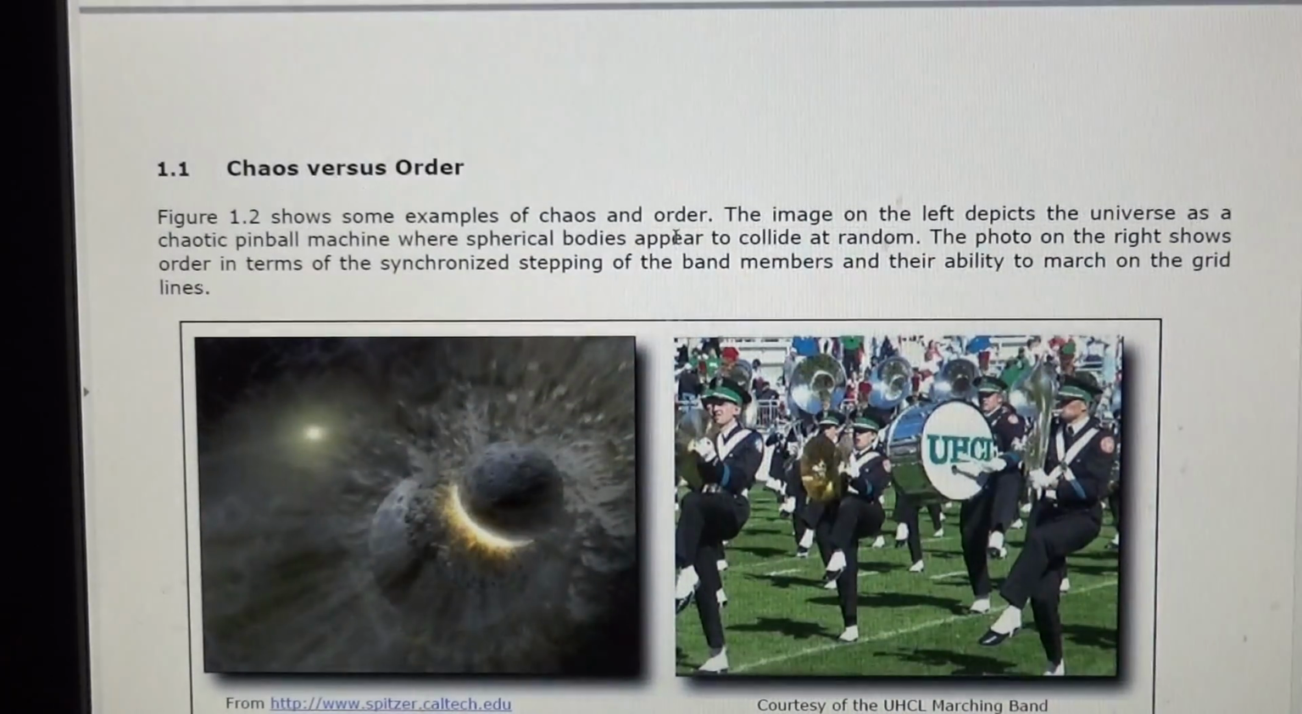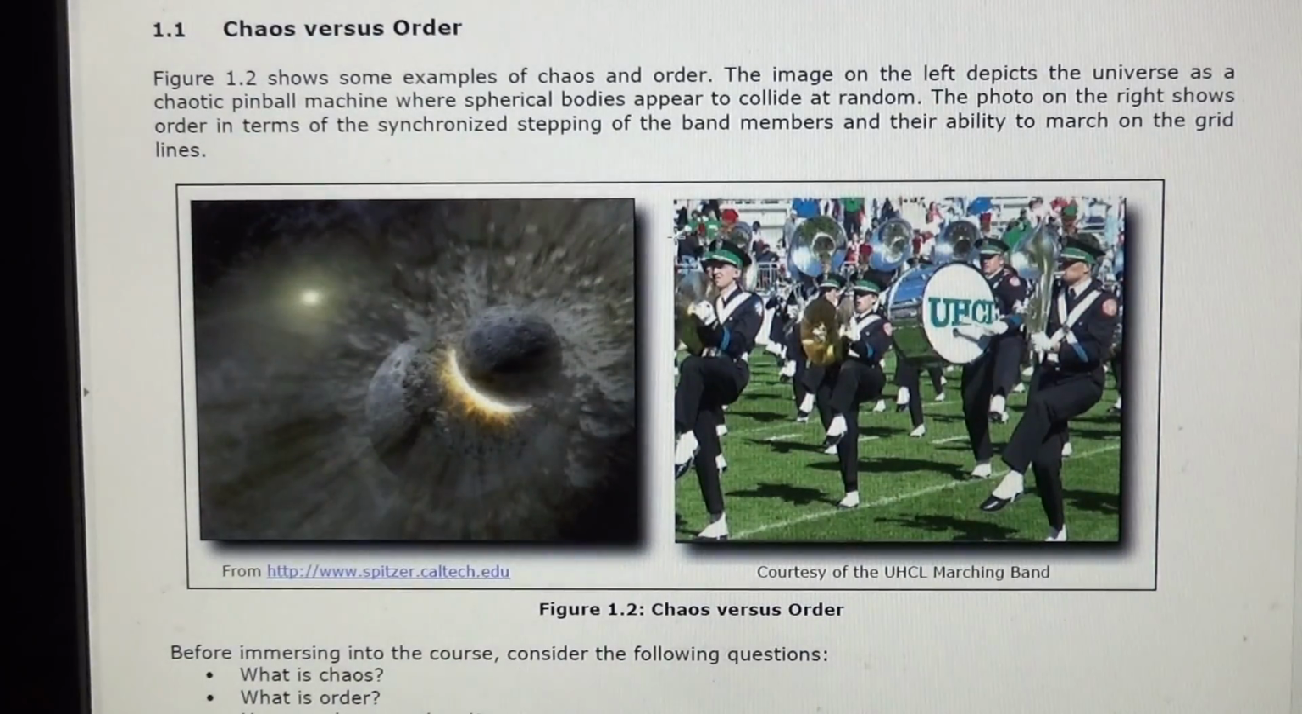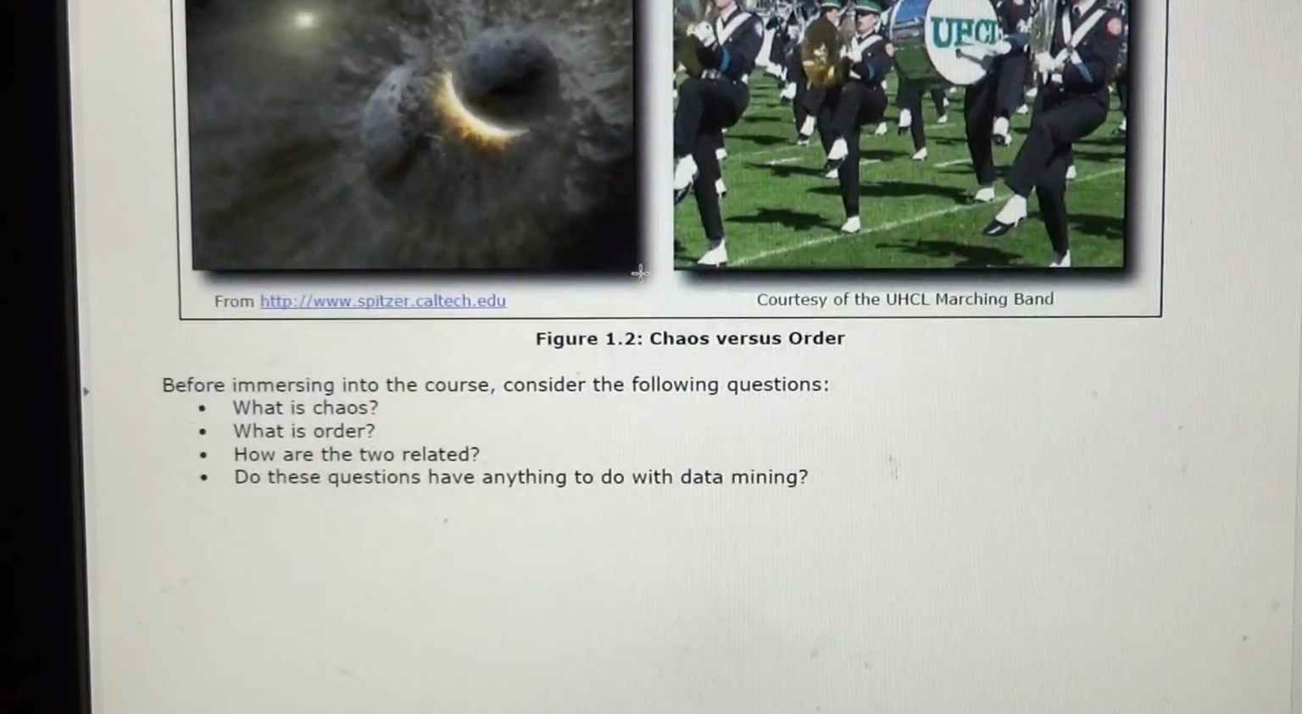And the question is, what's the difference between order and chaos? Are they related? Do they have anything to do with data mining? And the question is, well, is the universe deterministic? Has everything been determined? Or is it more or less kind of a confused, chaotic state?